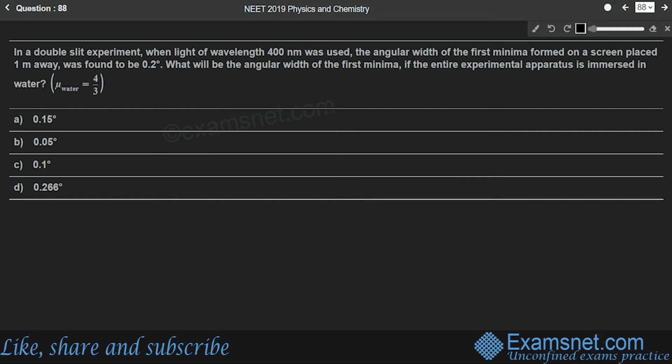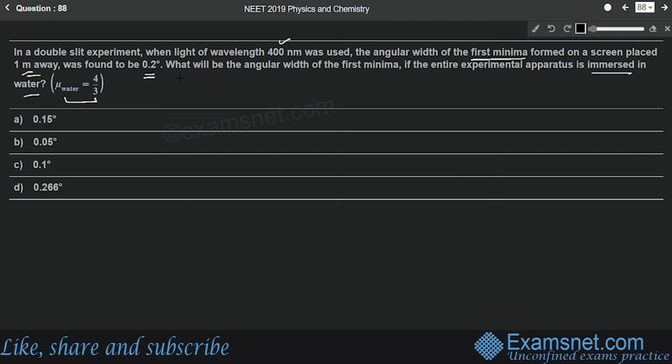Question number 88 is from the chapter Wave Optics and the question is, in a double slit experiment, when light of wavelength 400 nanometer was used, the angular width of the first minima formed on a screen placed 1 meter away was found to be 0.2 degree. What will be the angular width of the first minima if the entire experimental apparatus is immersed in water? Refractive index of water is given as 4 by 3.